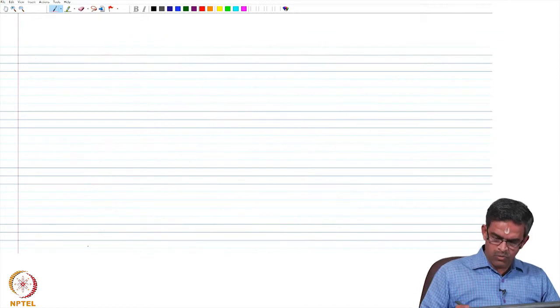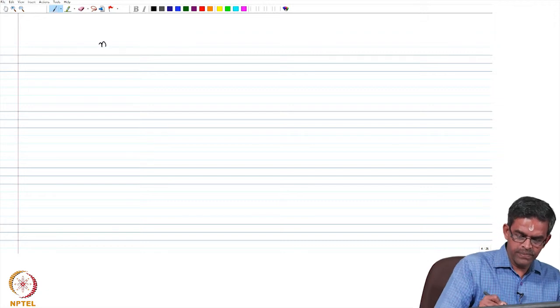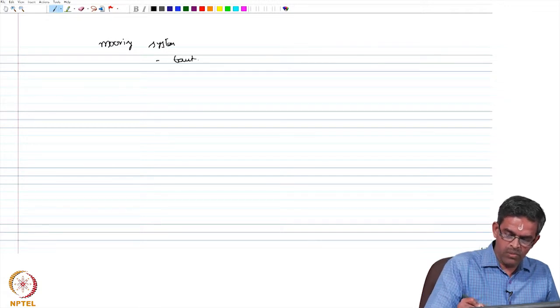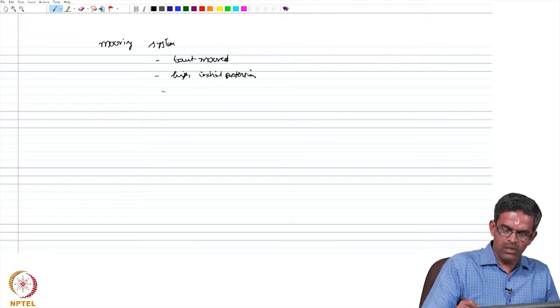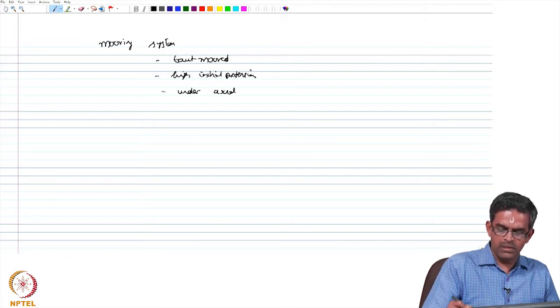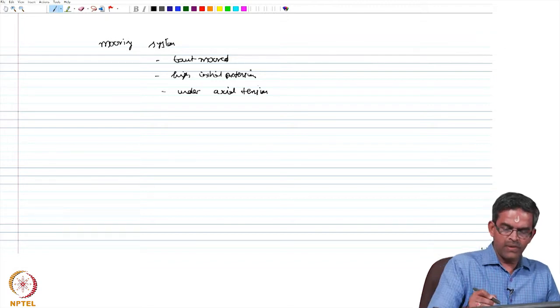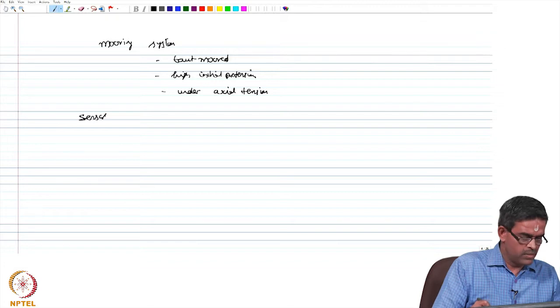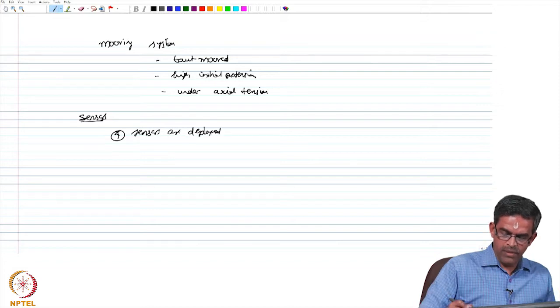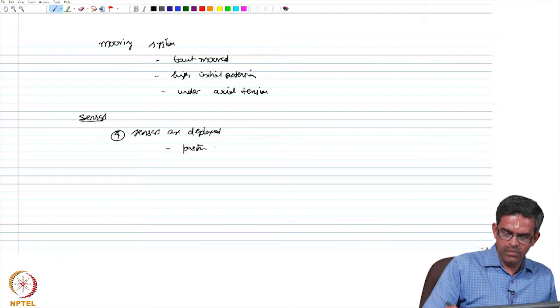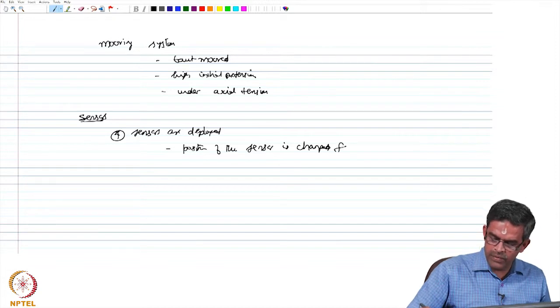Okay. As far as mooring systems are concerned, they are taut moor with very high initial pretension. They are only subjected to axial tension. As far as sensors are concerned, 4 sensors are deployed. The position of the sensor is changed for each set of the experiment.